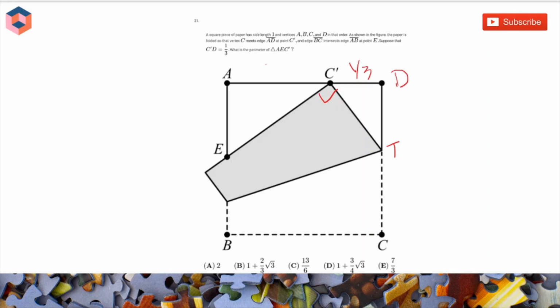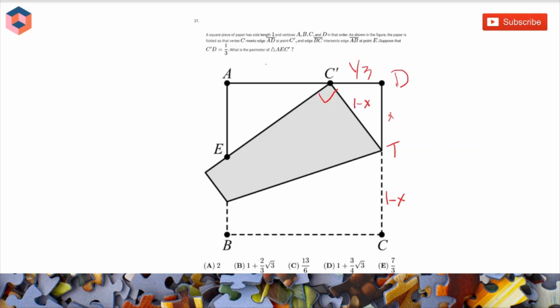Okay, so now we can continue. Maybe let's let this equal x. That might lead somewhere. So this is 1 minus x. And you might not see a way to continue here. The next thing that you have to notice here is that when we fold this piece of paper over, TC and TC prime are the same, because when you fold something, distance still stays the same. So this is just 1 minus x.